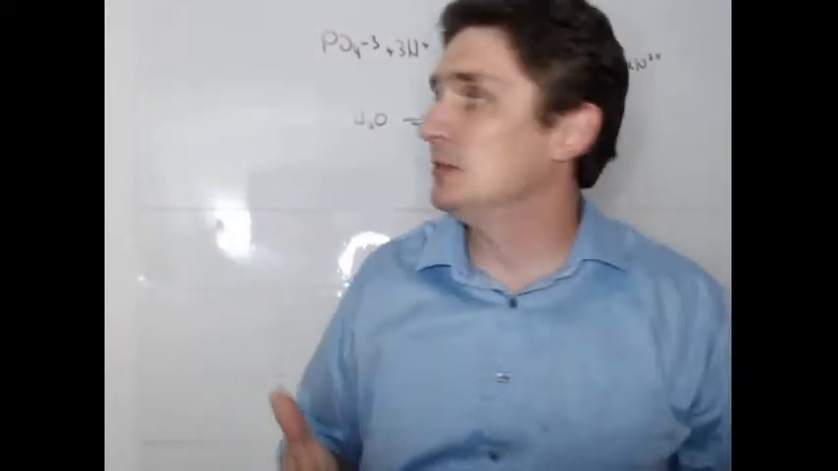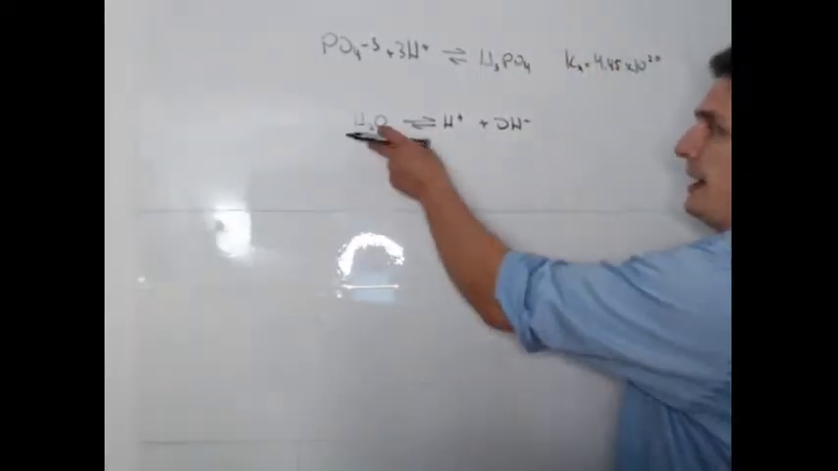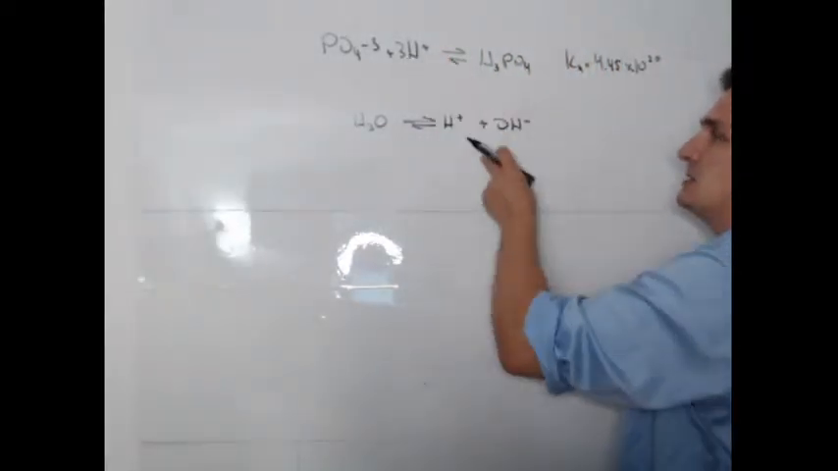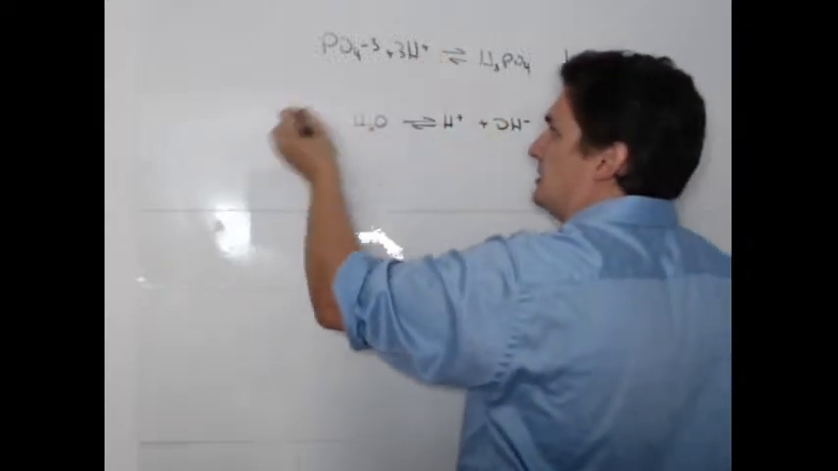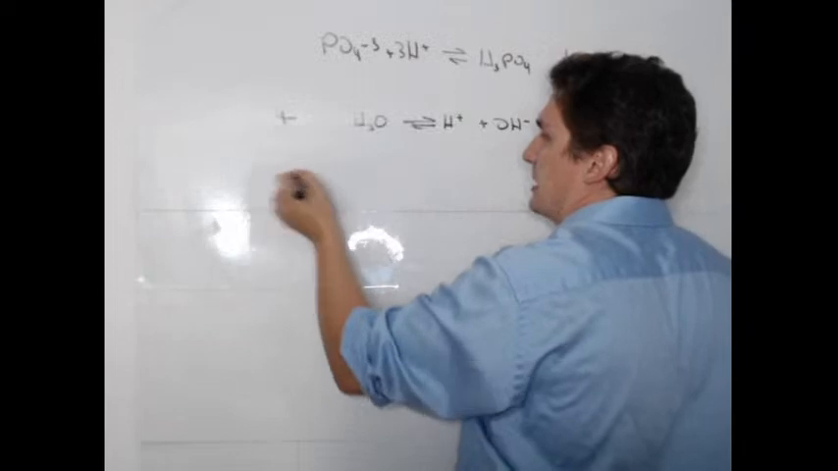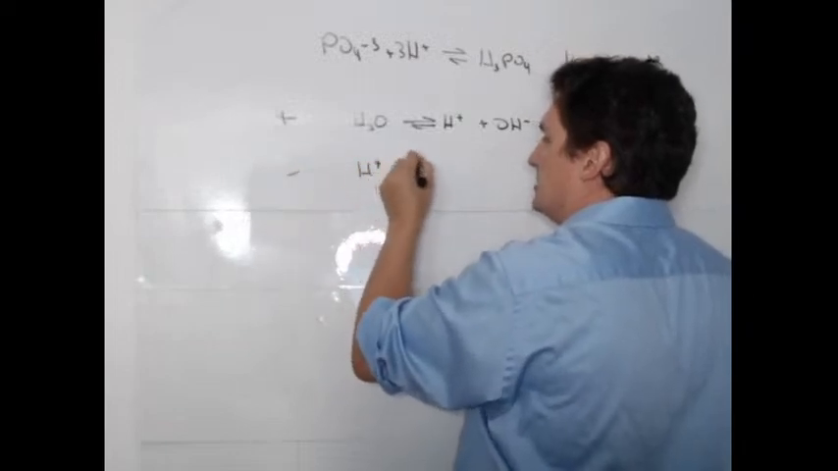So in terms of how you convert this, whether or not you add or subtract this reaction depends on if the H+ is on the left or the right. So if the H+ is on the left, you're going to add this reaction. If the H+ is on the right, you're going to subtract it, because subtracting it basically flips the reaction.